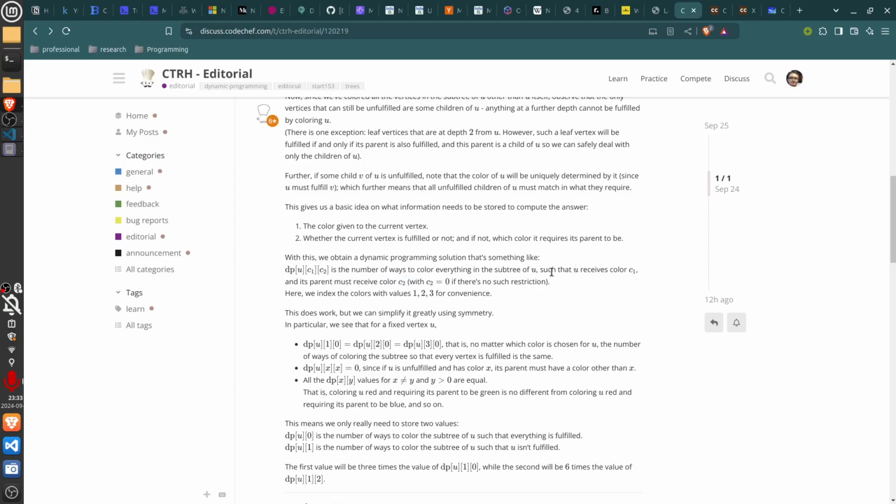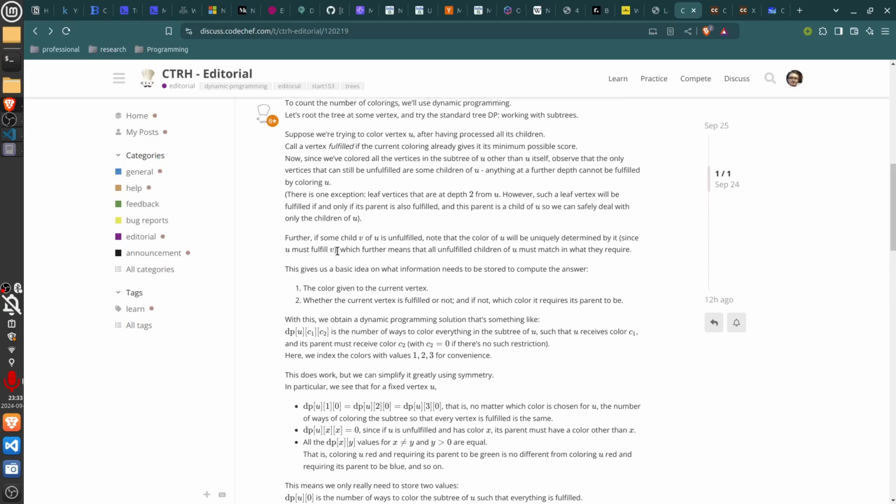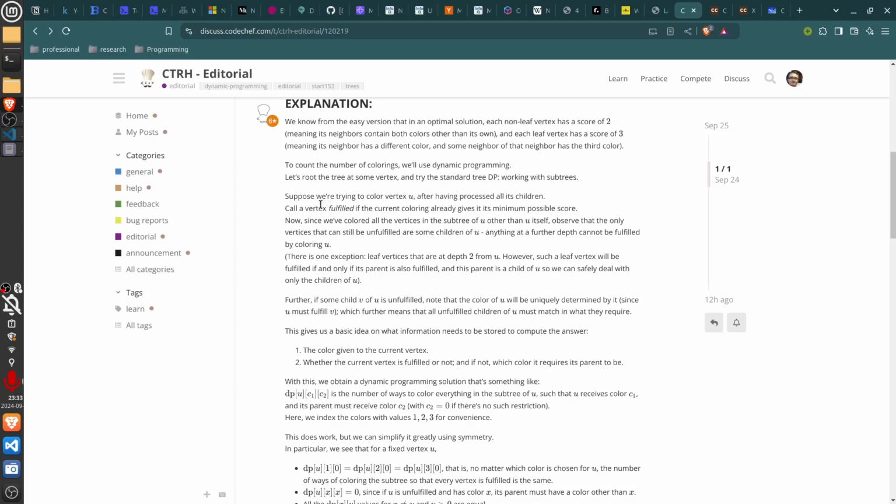So they use the color of the parent and the color of the current node in their dynamic programming state. Fulfilled if the current coloring already gives it. So that will happen whenever you have at least two children. If you have one child, then to be fulfilled, I'll have to look at the parent, I think. Oh, I don't know.